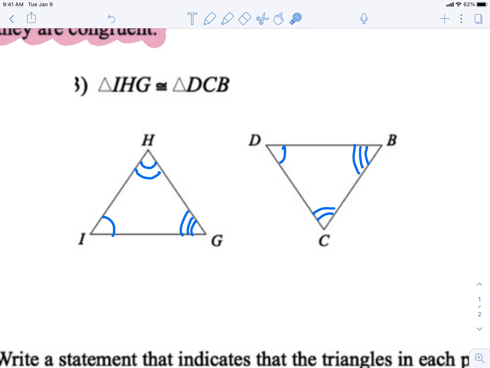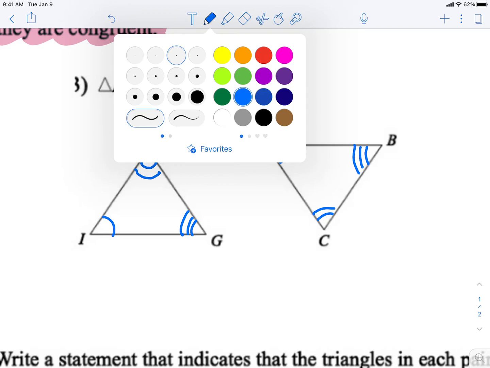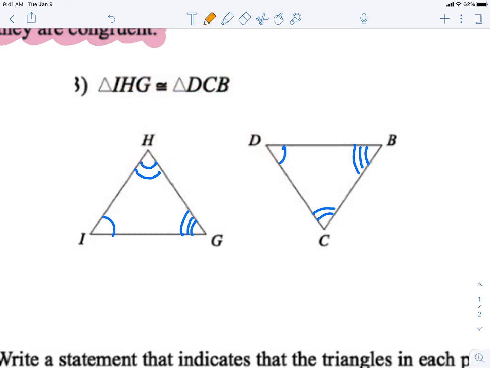Now let's do the slashes. All right? Let's do orange. So I noticed that from I to H is the first pair. Look, they're right next to each other. From I to H, I'm going to make my single. My second pair of letters is H to G. I'm going to make that my double. That makes this last side my triple.